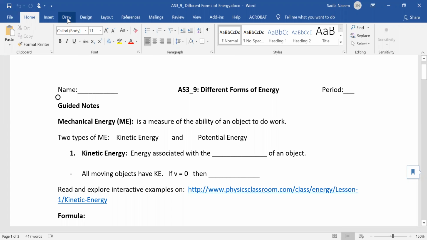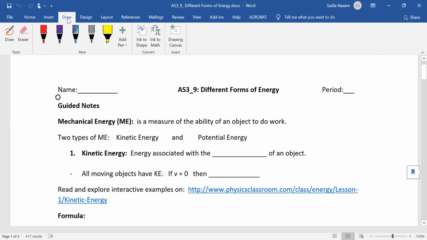The energy associated with motion of an object is called kinetic energy. So, energy associated with motion. Anytime something is moving, it has kinetic energy. If something is stationary, if the speed is 0, then kinetic energy is 0. We're going to use KE as a shorthand for kinetic energy, K for kinetic, E for energy. So KE is 0 when something is not moving.